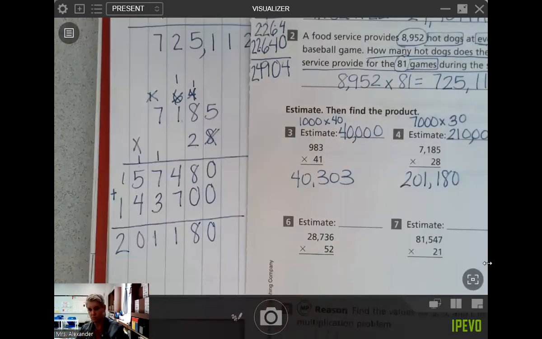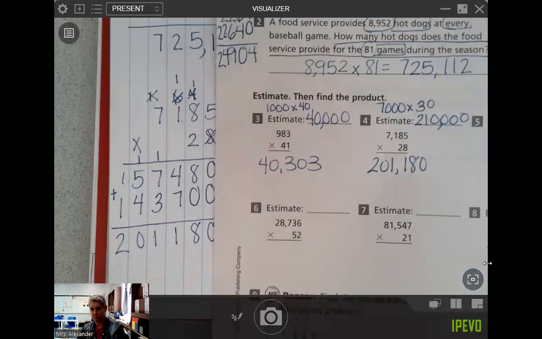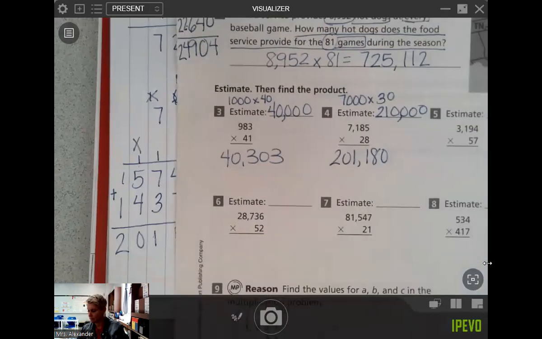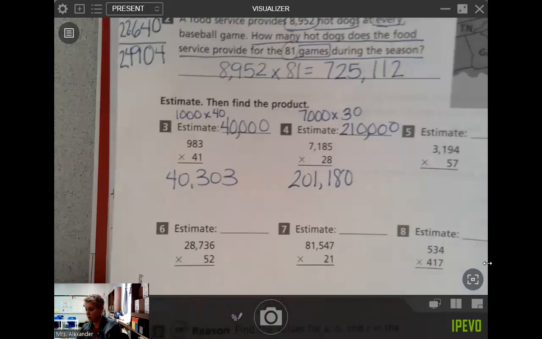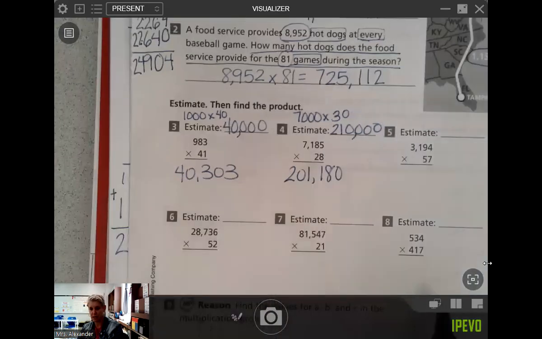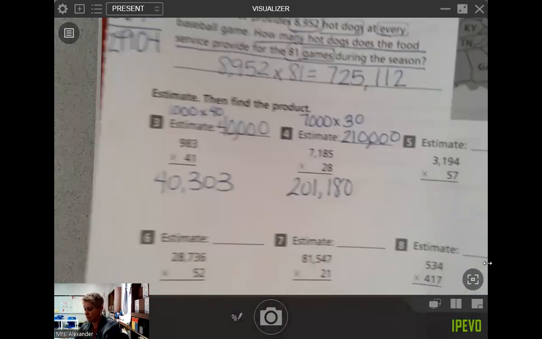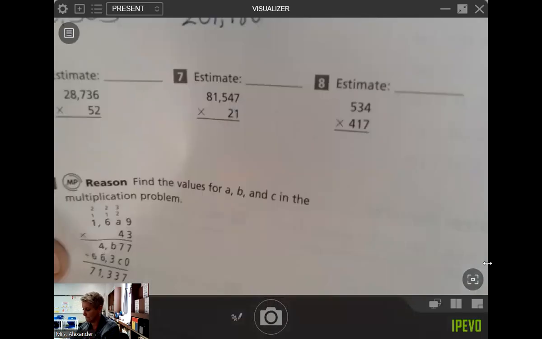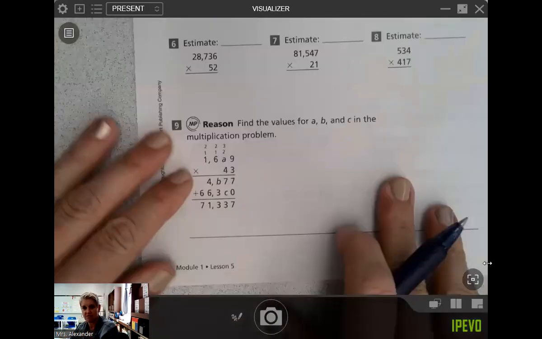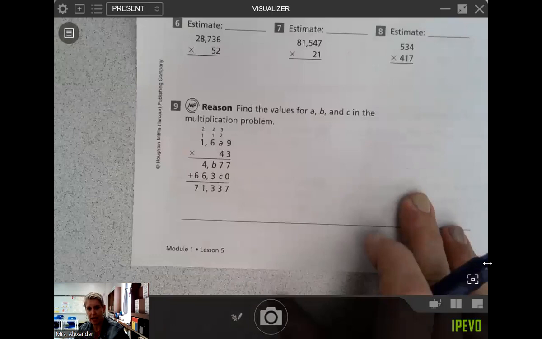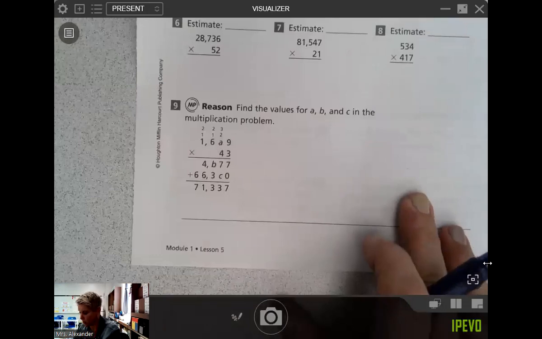201,180. All right. I'm going to let you keep going on the rest of those, practicing. I'm going to jump down to number 9. Find the values for A, B, and C in the multiplication problem.